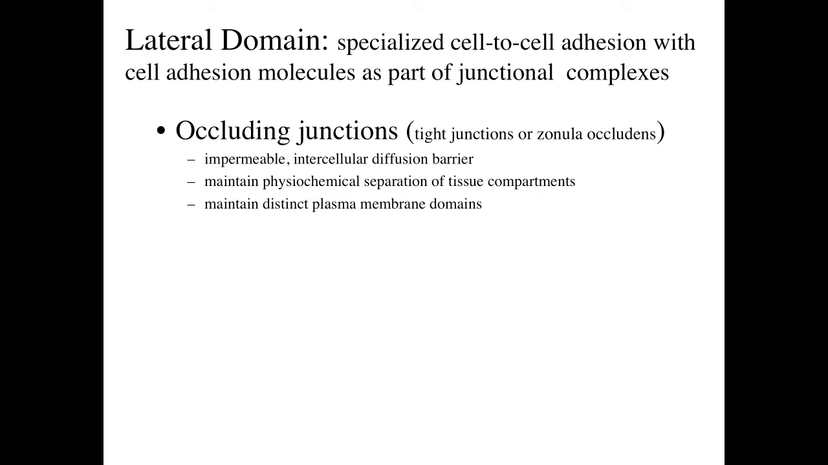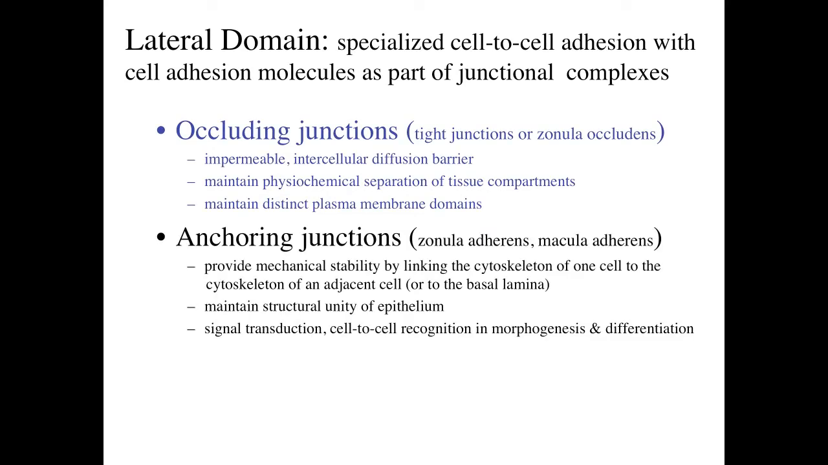First, we'll be looking at occluding junctions, also called tight junctions or zonula occludens. These structures form impermeable intracellular diffusion barriers between cells. They maintain physiochemical separation of tissue compartments, and they maintain distinct plasma membrane domains, especially in epithelial cells.